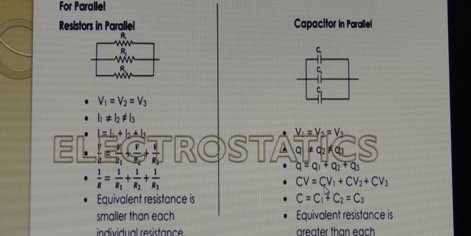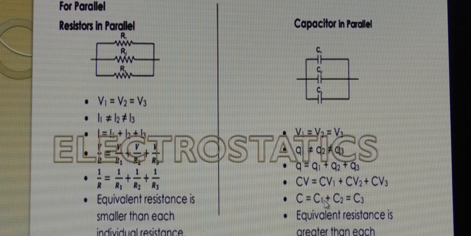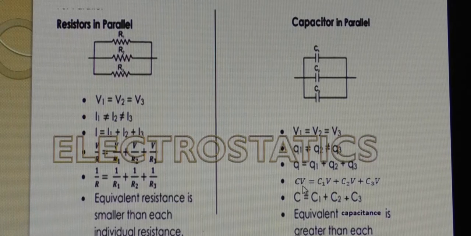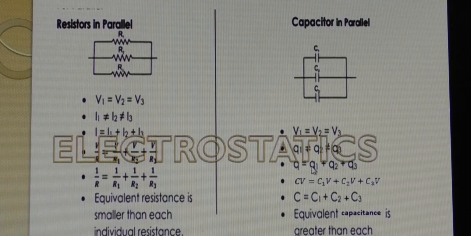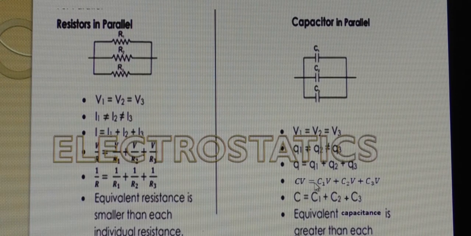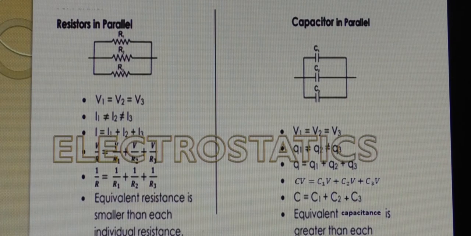that is, C cancels over here. So when we put the values of Q1, that is C1V, Q2, C2V, Q3, C3V in this equation, what we get by taking V common, so V cancels on both sides, and what we get here, C is equal to C1 plus C2 plus C3. So equivalent capacitance is greater than each.